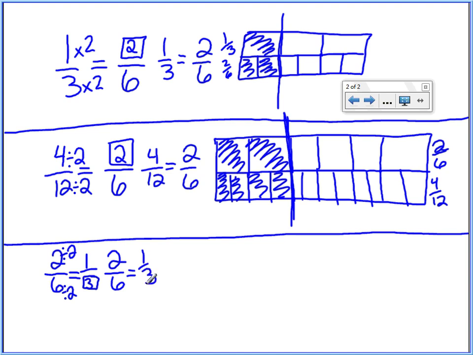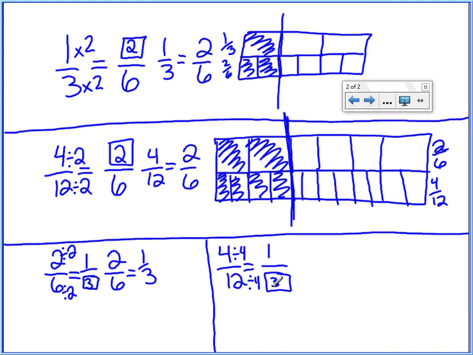Now I'm going to do one more and I'm going to show you something here. Let's look at this one. 4/12 is equal to 1 something. Well, let's see. How did I get from 4 to 1? Well, I had to have divided by 4. 4 divided by 4 is 1. So 12 divided by 4 is 3.